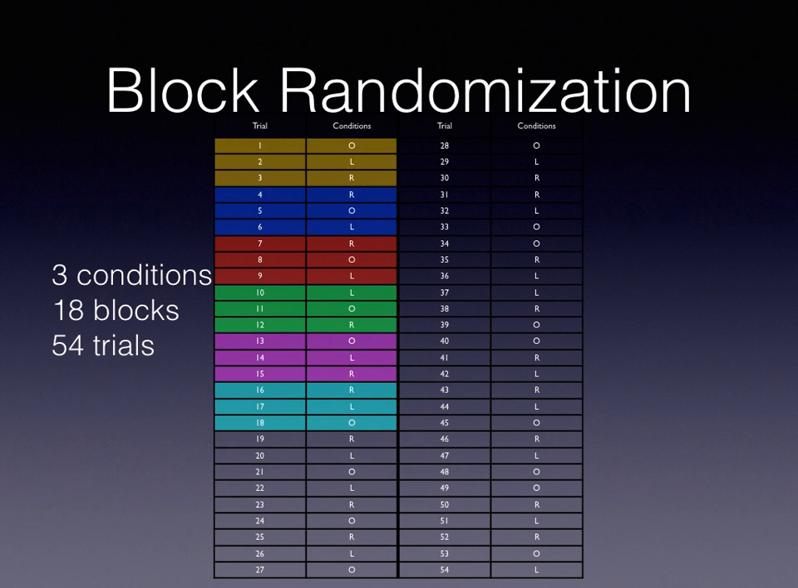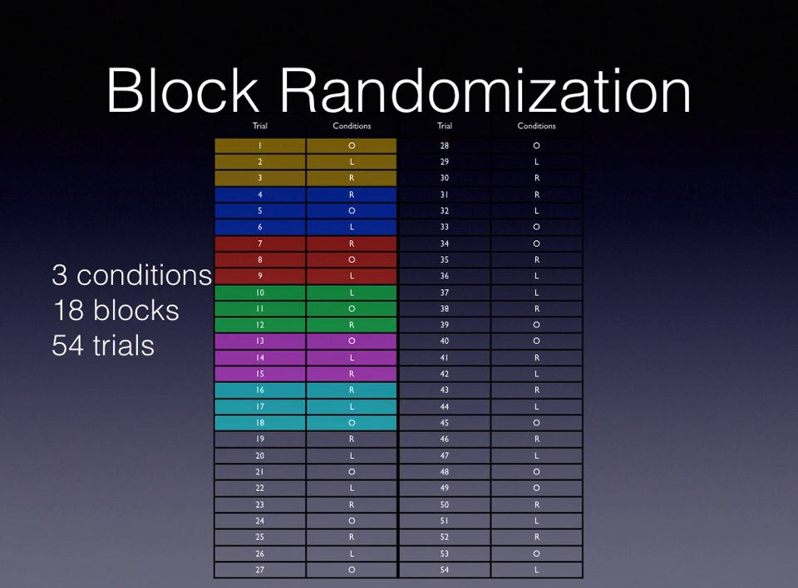And when they're done with that first block, we present the 3 conditions in another random order in a second block for trials 4, 5, and 6. So first they saw the right, then they saw the original, then they saw the left. In the next block of trials 7, 8, and 9, you see the same order, but it just happened randomly that it was the same: right, then original, then left. In the next block of 3 conditions, we did left, original, and right, and so on, and so on, and so on, until all 54 trials, 18 blocks, were completed.